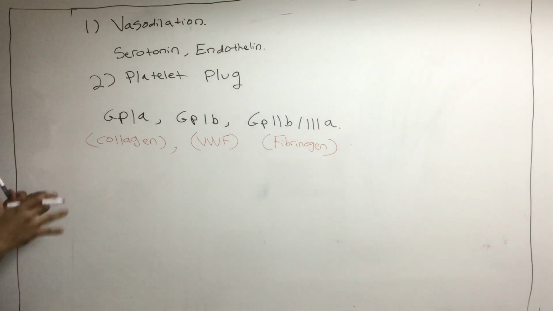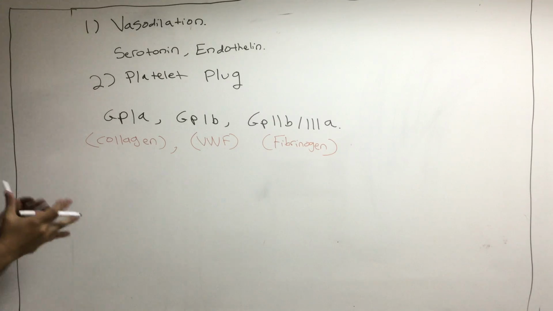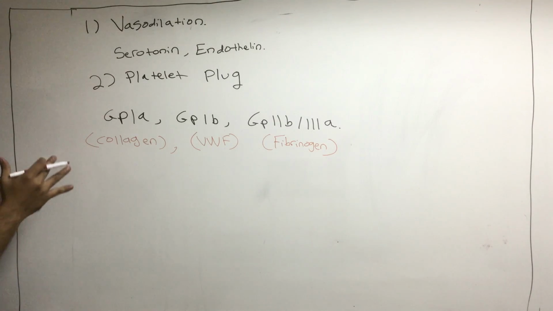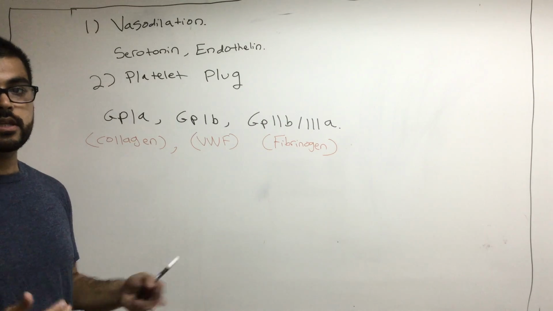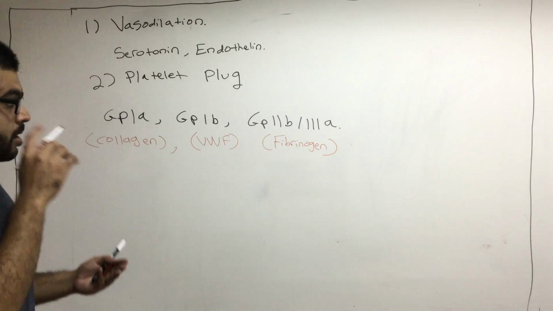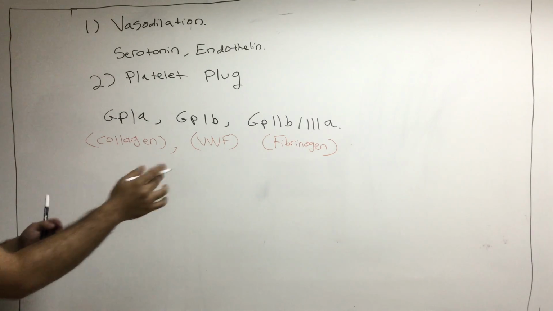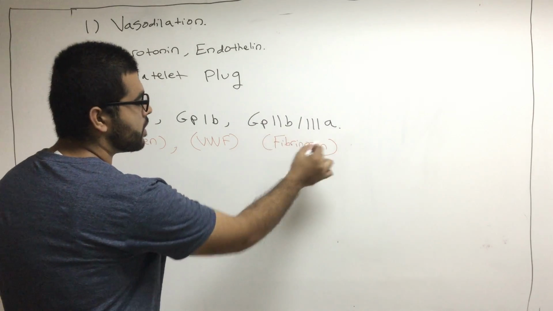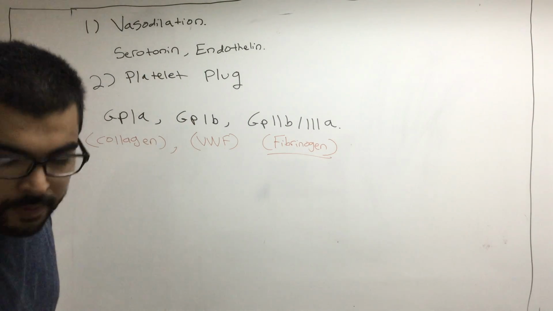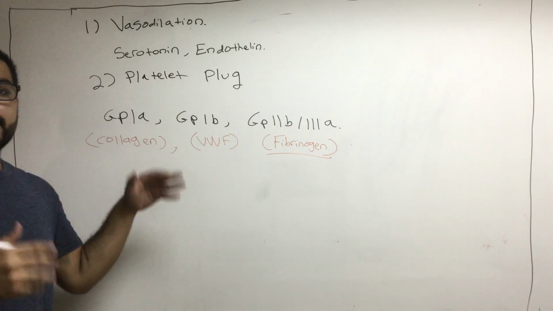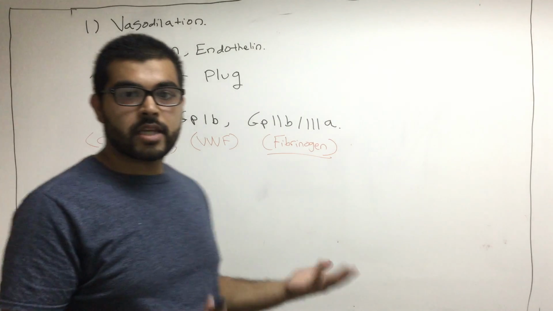So it's very important that you know what each thing binds to, and if one of these things is missing, then it leads to certain diseases, and we will discuss that later on, right? But the main thing is that your GP2B3A binds to fibrinogen. That's the main thing. Now, what's our third step? Once we have the platelet plug formed, what do we do next?